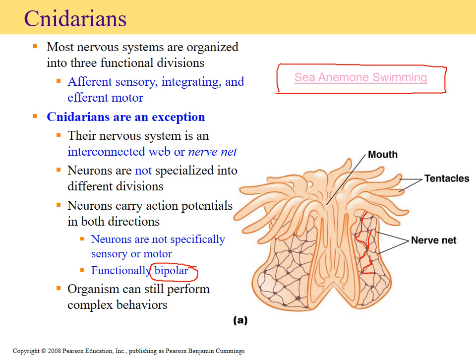And I have to apologize because of my lisp. Anytime I say the word anemone, it just doesn't sound right. So my apologies. But hey, what can I do? Okay, it's my lisp.